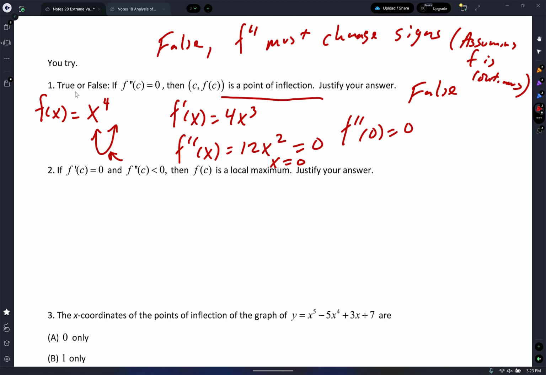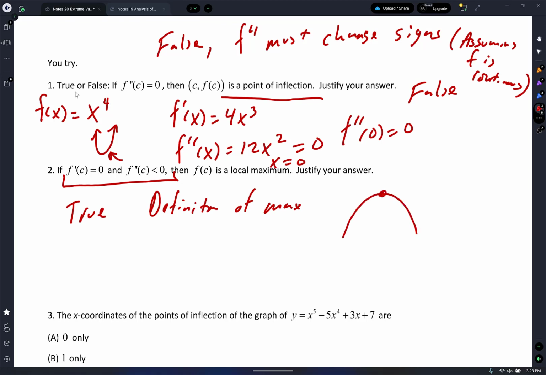Okay. If f prime is 0 and f prime prime is negative, then f of c is a local max. Okay, well, we just did that. That's the definition. So think about it. If your second derivative is negative, that means you're concave what? Down. And I have a critical point. So there's my critical point. Is that a max? Yes. That's the definition of max. True. And I'll draw the picture. Here's my critical point. If I call that c, then f prime of c equals 0. F prime prime of c is negative because you're concave down.